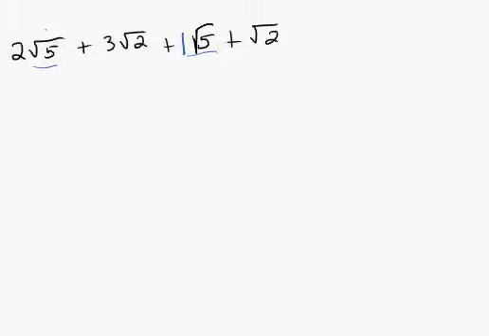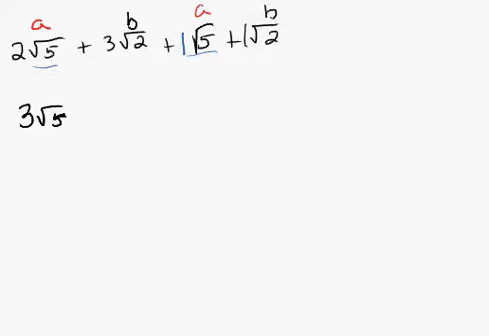If I have 2a, and this quantity is also a, they're the same. If I have 2a and 1a, I have 3a. It's the same process. I have 2 radical 5 and 1 radical 5, so I have 3 radical 5, 3 of that quantity. And same thing here. If I have 3 radical 2 and 1 radical 2, those are both the same quantity, so they're like items. I can add them together.